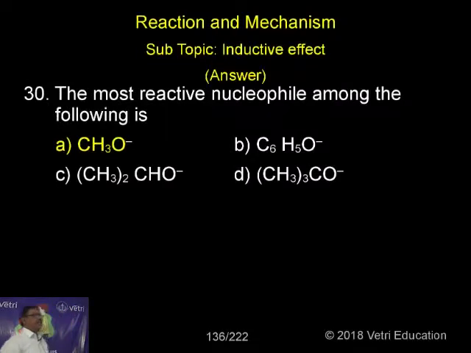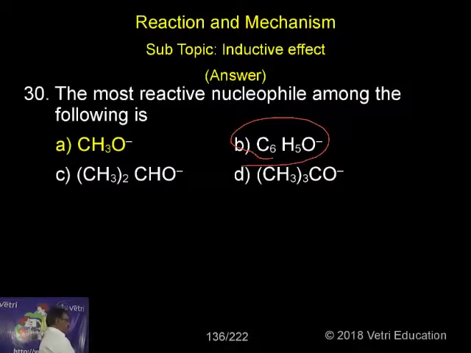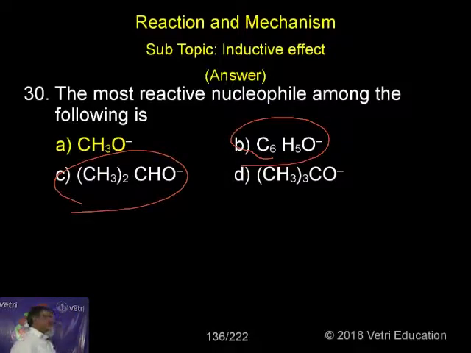Now, the question here is, based on the inductive effect, these are all electron releasing groups. What will happen now? The most reactive nucleophile among the following, I can think of here, kindly follow. There are three bulky groups, and you see here C6H5, here 2H, CH3. So what will happen now? The more reactive one, based on the inductive effect, is CH3O⁻.